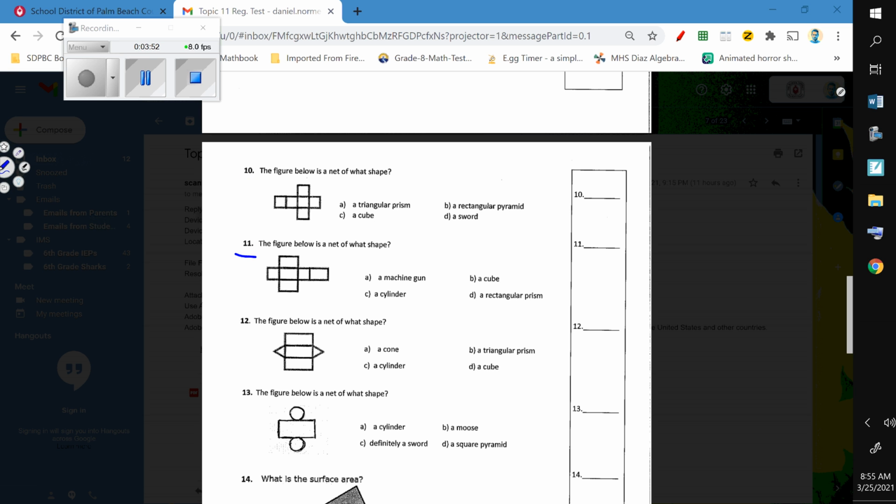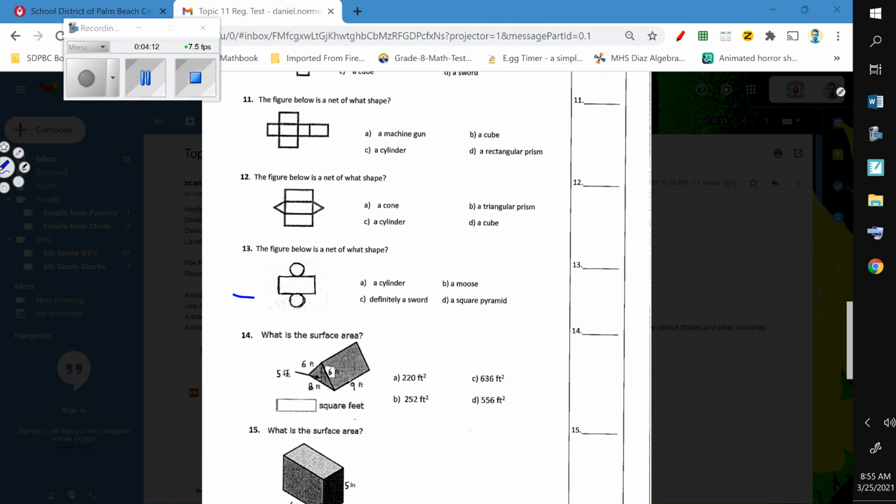Number 11, that figure, what is that as a net? A, a machine gun. B, I'm sorry, I'm just joking. That's really mean. B, a cube. C, a cylinder. D, a rectangular prism.